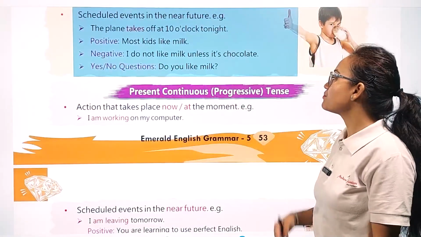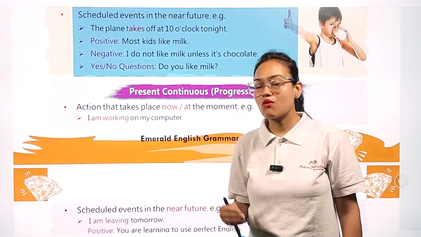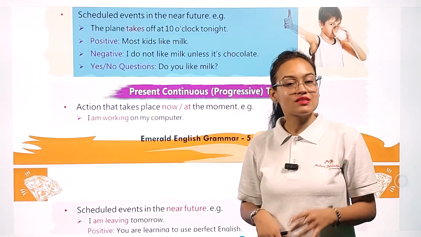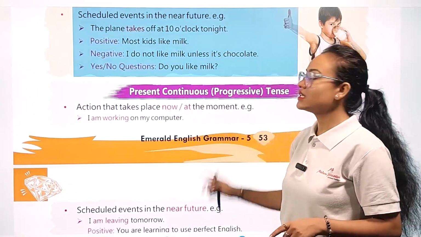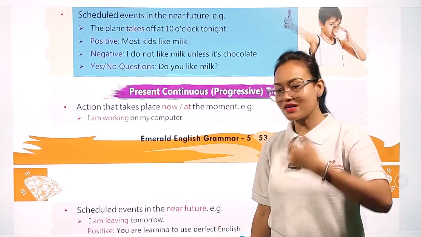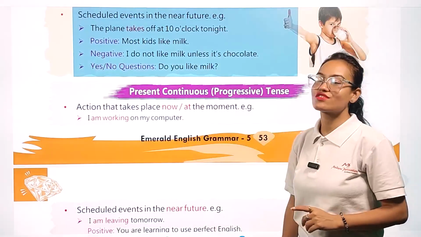Now we are going to see present continuous tense. In present tense, whenever our work is ongoing, like I'm taking your class right now, this comes under your present continuous or progressive tense because the class is ongoing right now.